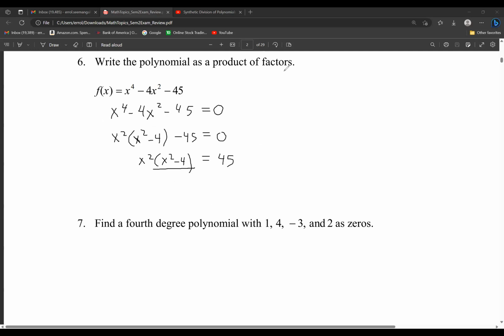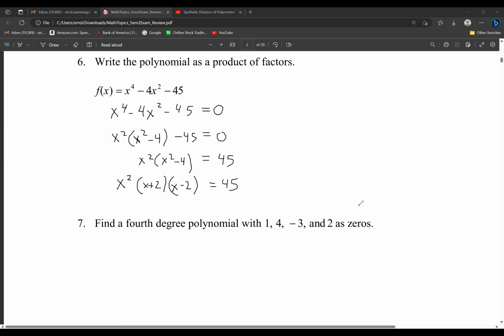It's a difference of perfect squares, right? Can we break that down further? Yes. Okay, so what does that bracket, what does that parentheses break into? X plus 2, x minus 2.